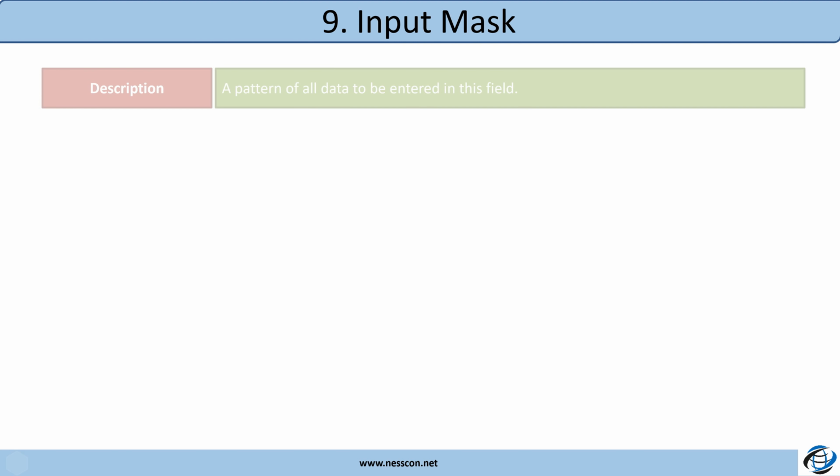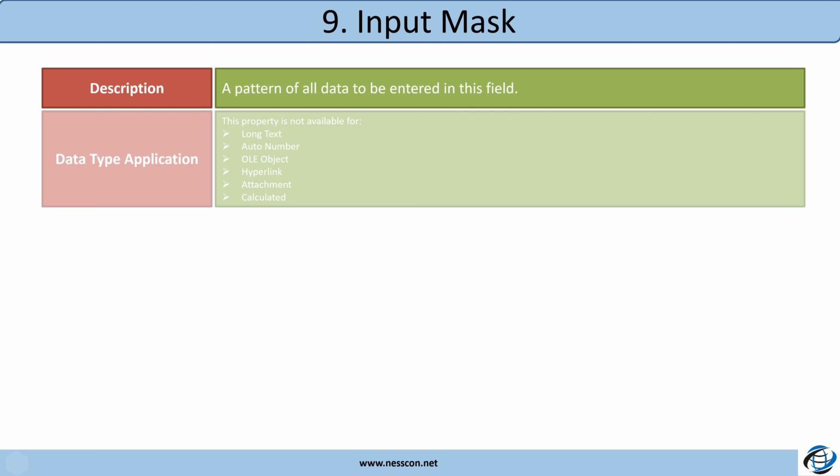The next property we are going to learn is input mask. This is the most complex property that we have learned so far, or among all 21 properties that we have seen in our previous slides. This is the most complex one and most important one. So let's have a look. The description says a pattern of all data to be entered in this field. So for now, when you define a column, you do not define any pattern that can be entered into the cells. But if we use this property, you can standardize that input, and only that standard input can be accepted by Access.